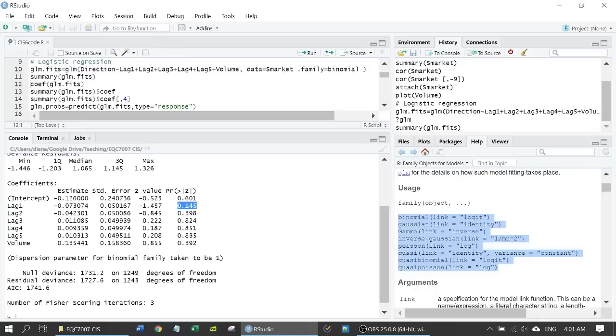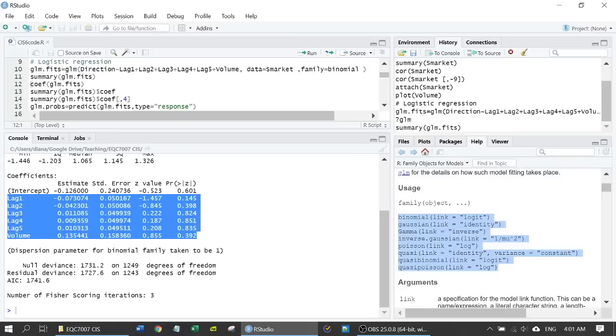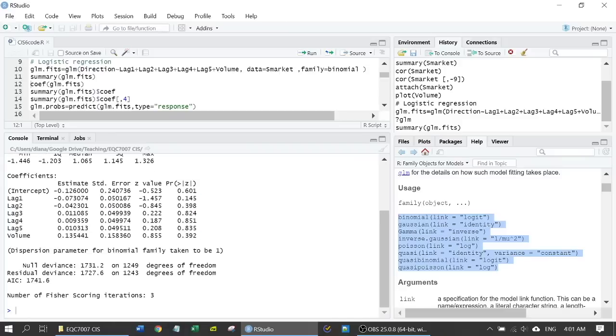In fact, none of the variables that we have here is significant. The p-values are very big. If you look at the standard errors, they are very small against the z value, which is relatively big.